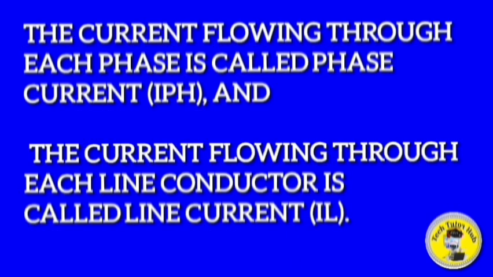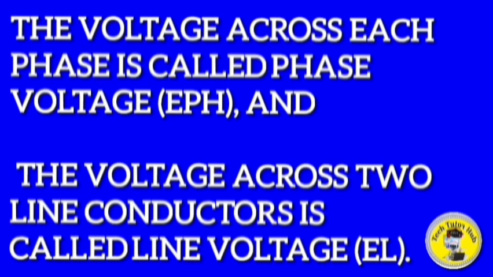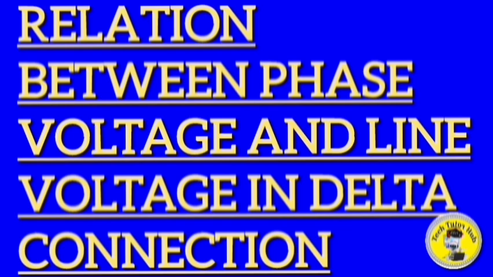The current flowing through each phase is called phase current, denoted as IPH, and the current flowing through each line conductor is called line current, denoted by IL. The voltage across each phase is called phase voltage, denoted as EPH, and the voltage across two line conductors is called the line voltage, denoted as EL. Relation between phase voltage and line voltage in delta connection.